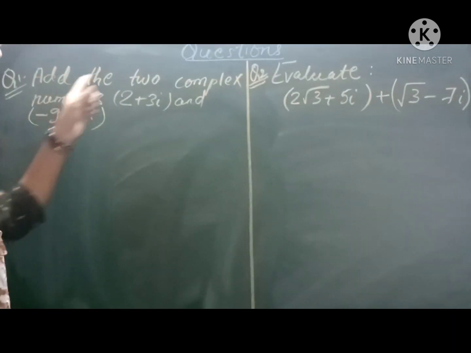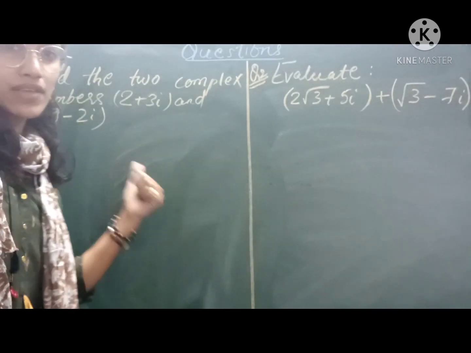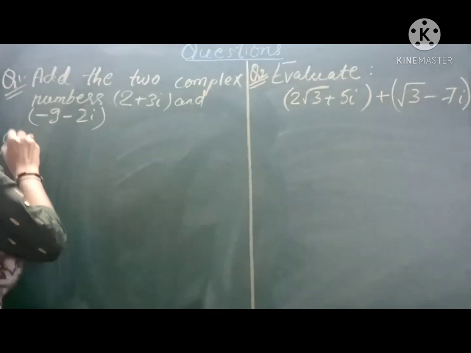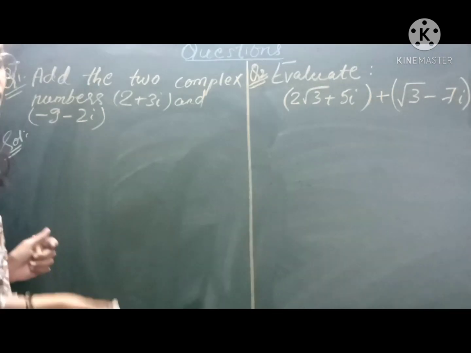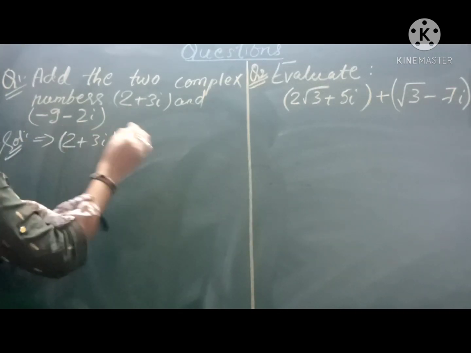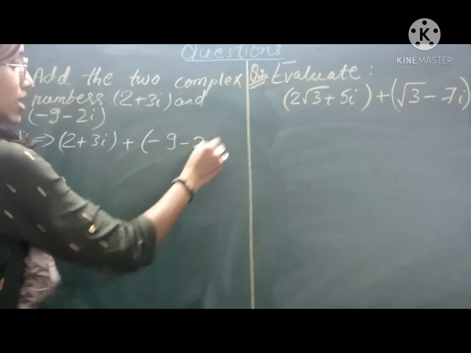Add the two complex numbers 2 plus 3i and minus 9 minus 2i. This is a very basic question. I am starting with a very basic question. So here is the solution. We will solve it like this. First of all, we will write what is given. So it is given 2 plus 3i plus minus 9 minus 2i.